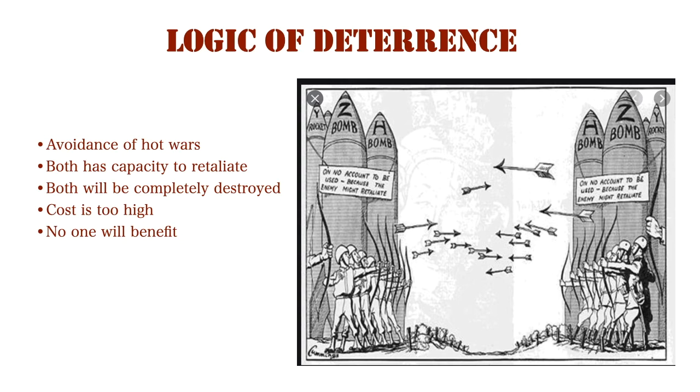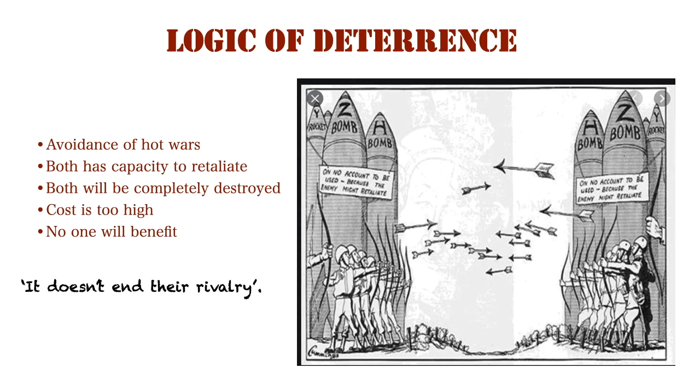So the cost of the war will be so high and no one will actually benefit from that war. So both the powers will be so destroyed that it will be impossible to declare a winner. Okay. Now, one thing that we must keep in mind is that even if the logic of deterrence helps in avoidance of war, it, however, doesn't end their rivalry.